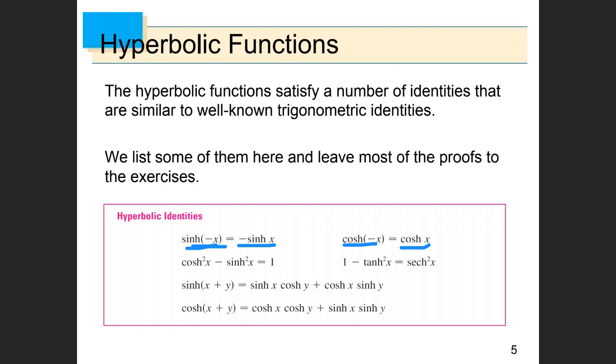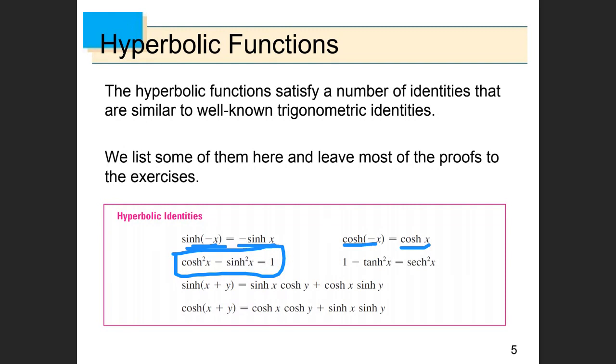Now look at this identity here. You see there's a little difference from what you know from trig. For the normal trig functions, we say sine squared plus cos squared equals 1. But for hyperbolic, we say cos squared minus sine squared equals 1, right?